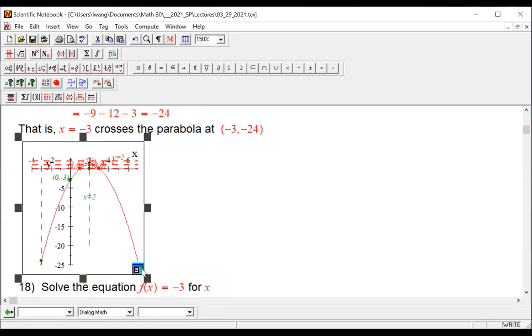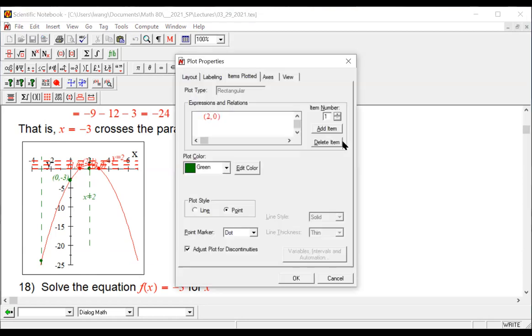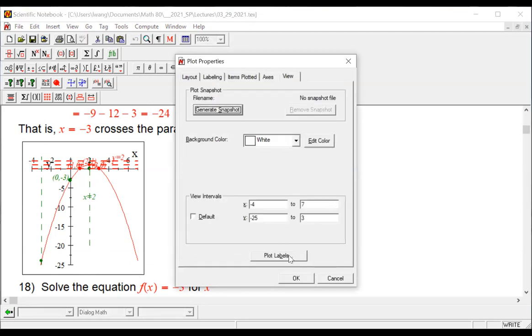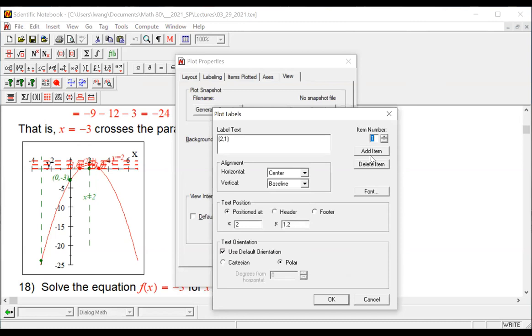Of course we want to mark that point. Do you guys follow me? So far so good. We need to make a little adjustment. So that's negative 3, negative 24.